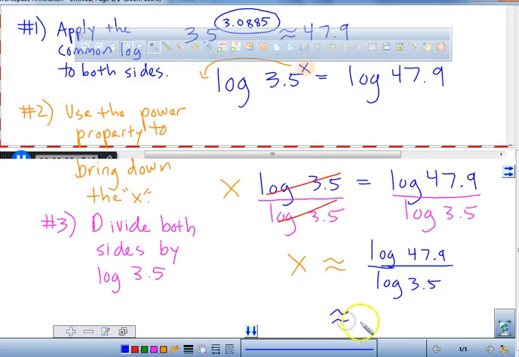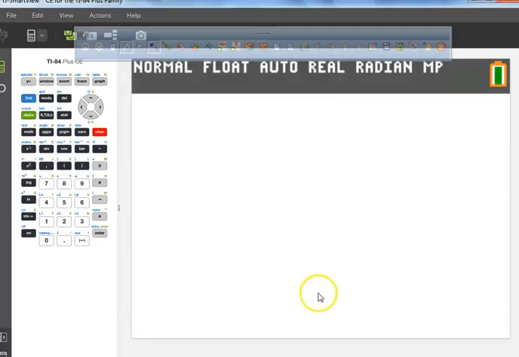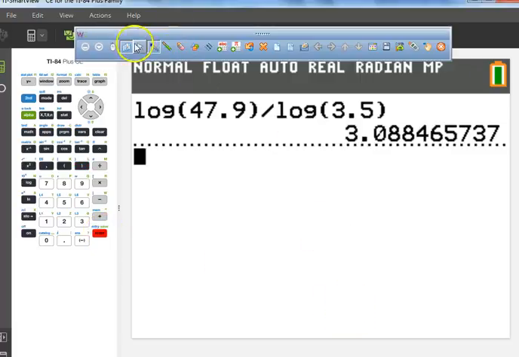And that 4th decimal place was that 3.0885. Well, we're going to do this in the graphing calculator so you know how to type it in. So here you go. Clear all this out. We're going to hit the log button right there. Type in 47.9. Close the parentheses, by the way. Divided by the log of 3.5. And then all you have to do is press enter. And look what you got.